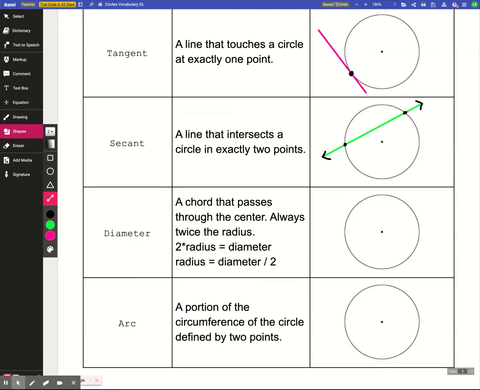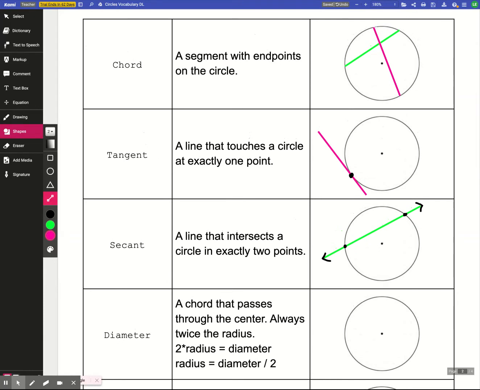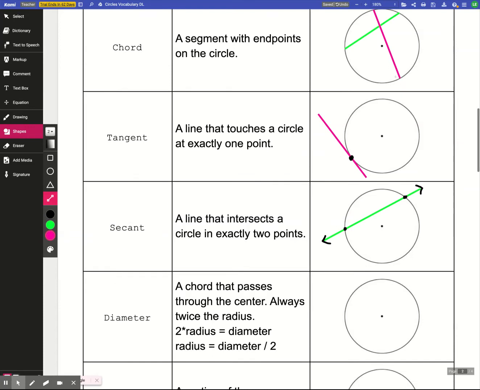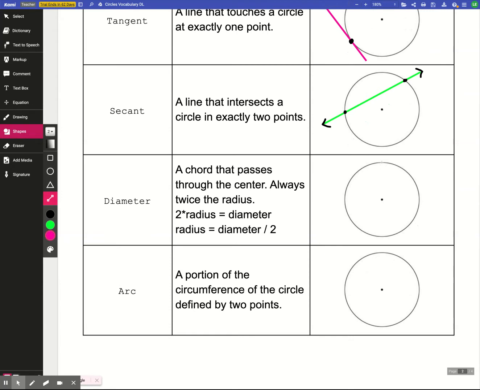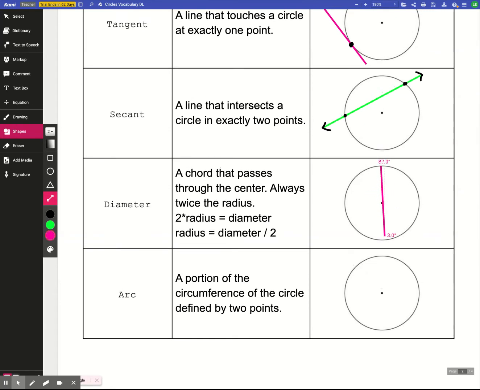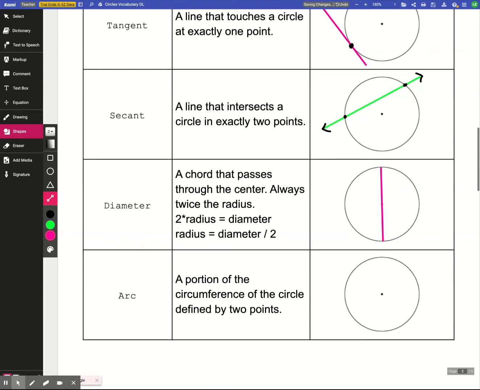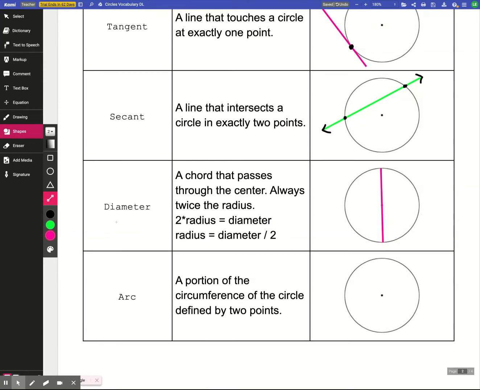So as you recall from up here, a chord is just any line segment that touches the circle in two places, right? And those two places are the endpoints. Okay, a diameter does that, obviously, right? Because it starts at one end of the circle and goes all the way to the other end. But the important thing about a diameter is that it must pass through the center of the circle. So it's a special chord that has an extra property, right? And that property is that the diameter must pass through the center of the circle.